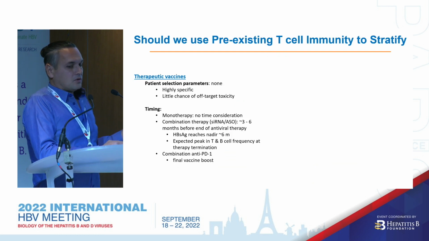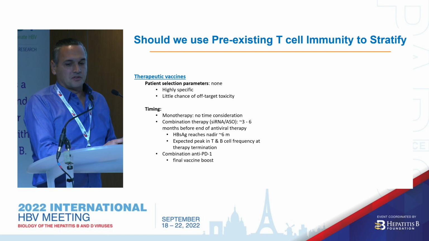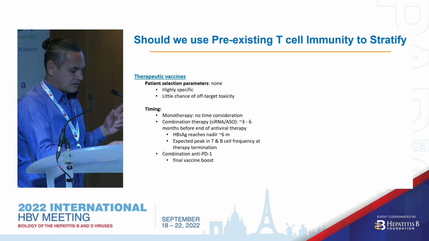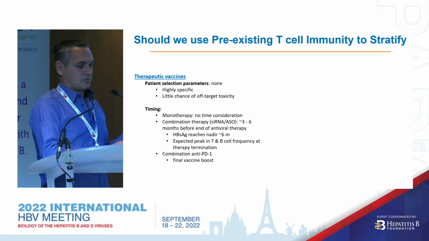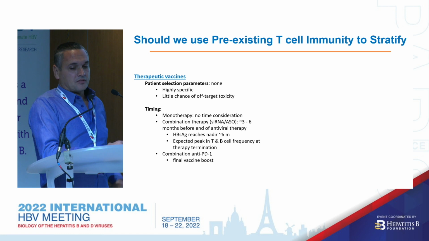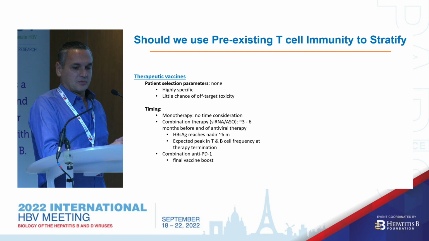And so now we think about how we should use a potential pre-existing T cell response to stratify the patients. I'm only going to cover a couple of topics because I think only a couple are really relevant for this, even at this point. In terms of therapeutic vaccines, I really don't think there is a patient selection criterion here because of the specificity of these vaccines. We don't know who's going to respond, so there's no reason that we should start with a patient with an existing response. And there's little chance of an off-target toxicity.